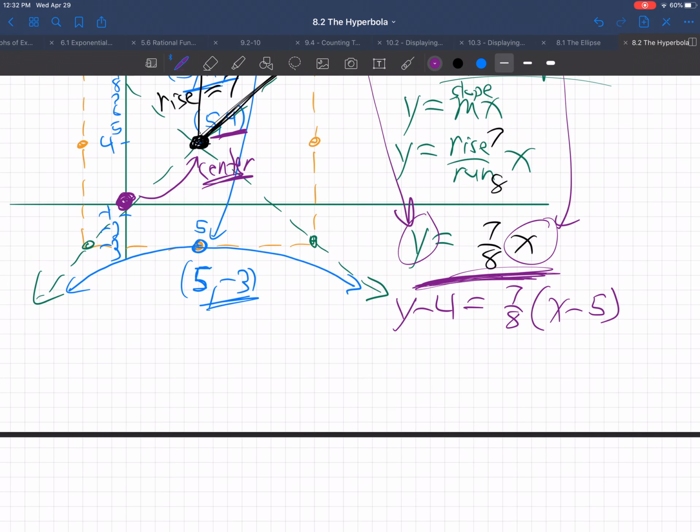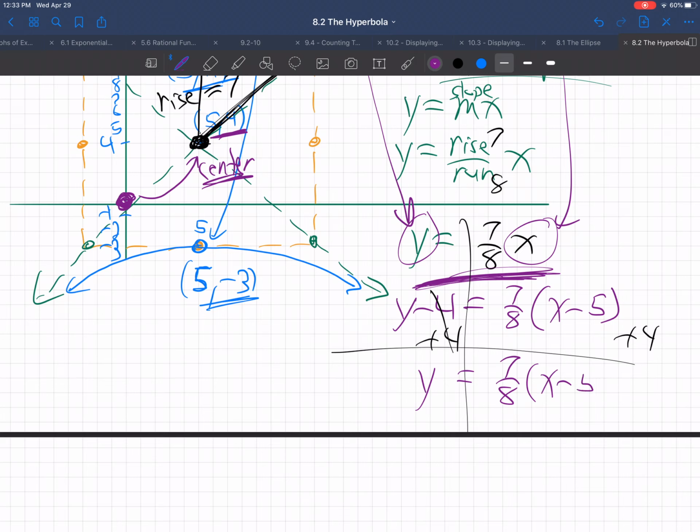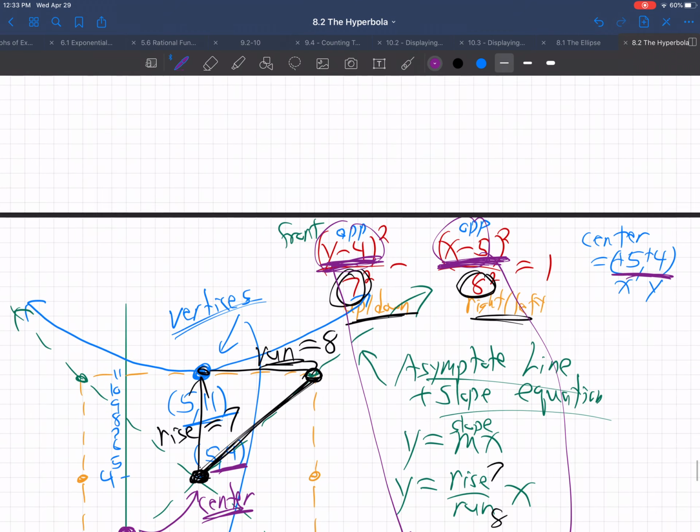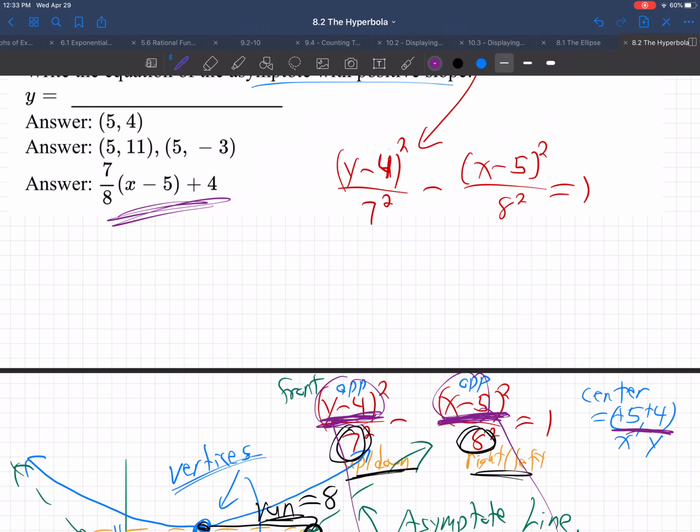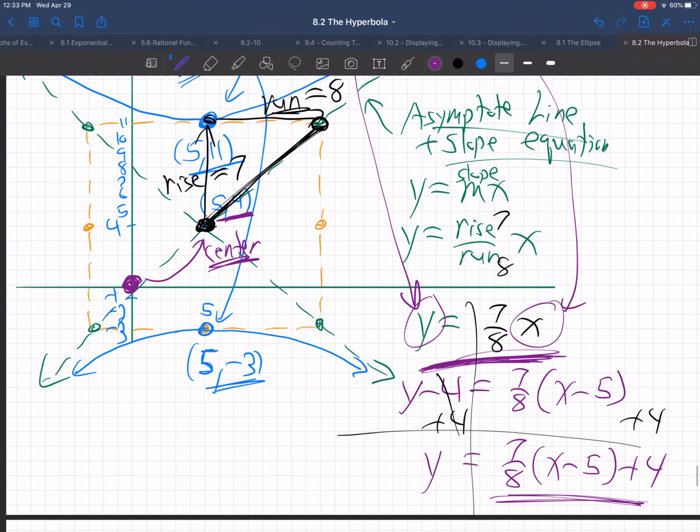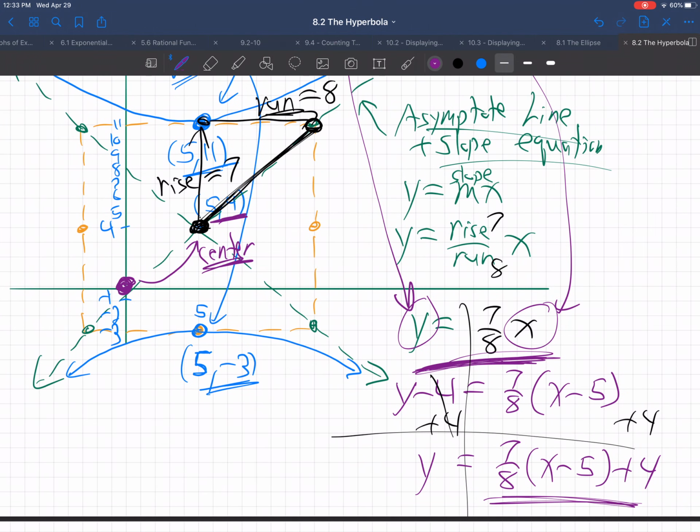That'll do the shift. Last step, they want y alone, so I'm going to add 4 to both sides of that equation. That'll cancel this out. y equals 7/8 (x minus 5) plus 4. That's exactly what they put right here. And so there's how you find the asymptote line equation.